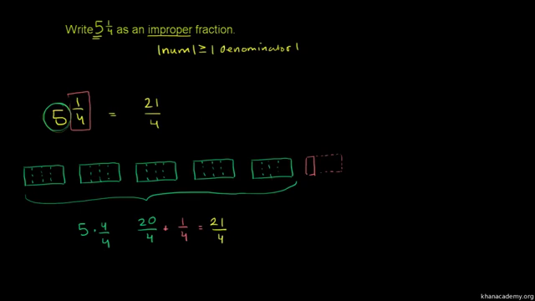And actually, let me just write that out, just so you get clear on what I'm doing. So 5 1/4 is equal to 5 times 4 plus 1 over 4. And this is why.